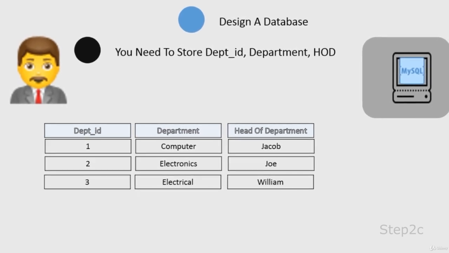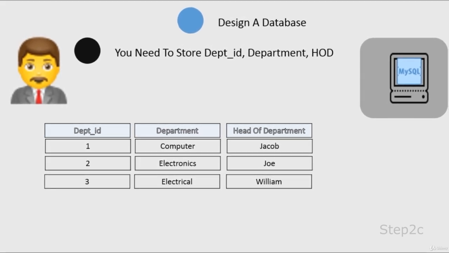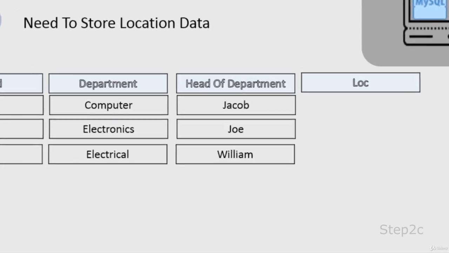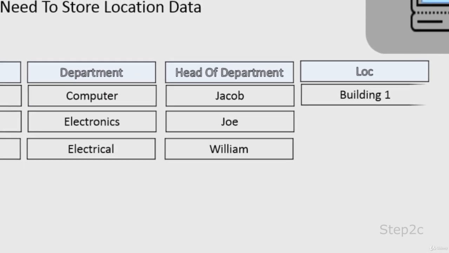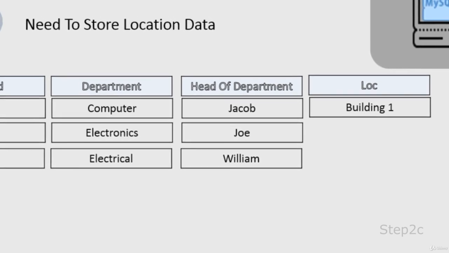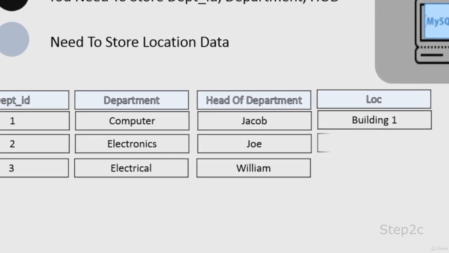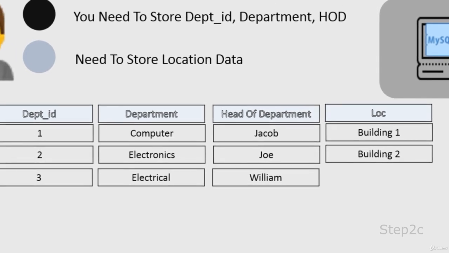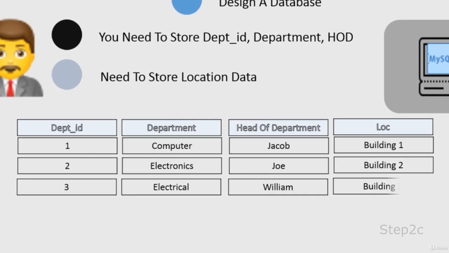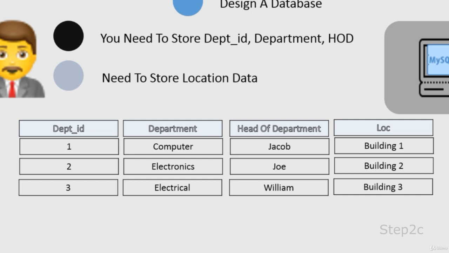Now we have learned how we could design a database, but if you want to store more information, say for the same database you want to store one more key value, say location of the department, how will you store that? We need to update the structure. We need to add one more column called location, and for each department we will save the relevant data. Say location contains building 1 for department ID 1, building 2 for department ID 2 and building 3 for department ID 3. So this is how we add an extra column.